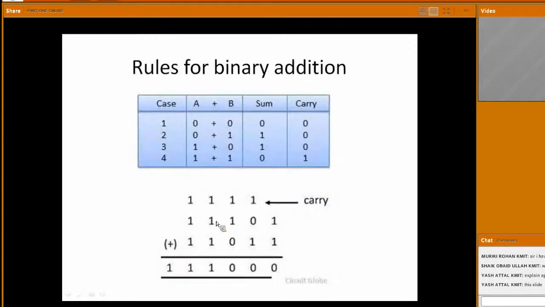Next, 1 and 1. The result is 0 and a carry of 1. 0 plus 1 is 1. Next, 1 plus 1 is again 0 and it gives a carry of 1. This is your carry. After this, you don't have any more bits, so you will write your carry here. Next, 0 plus 1 is again 1. This is the result of the addition operation by using these binary addition rules.